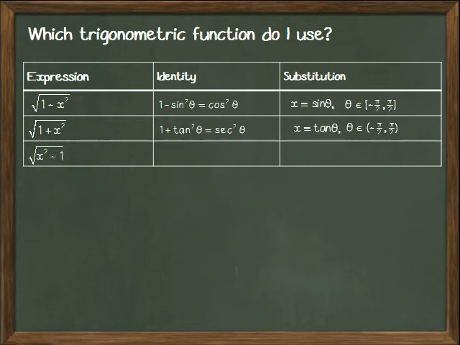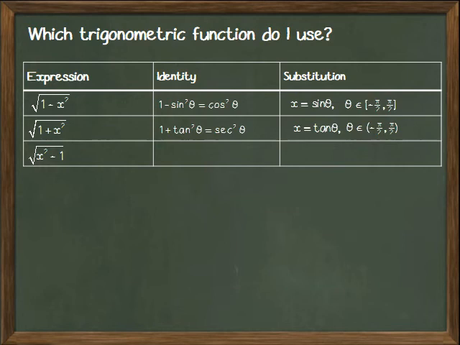Let's now consider the square root of x squared minus 1. Be very careful. x equals sine theta is not a suitable substitution in this case, as sine squared theta minus 1 is negative cosine squared theta, and we do not want a negative inside a square root.